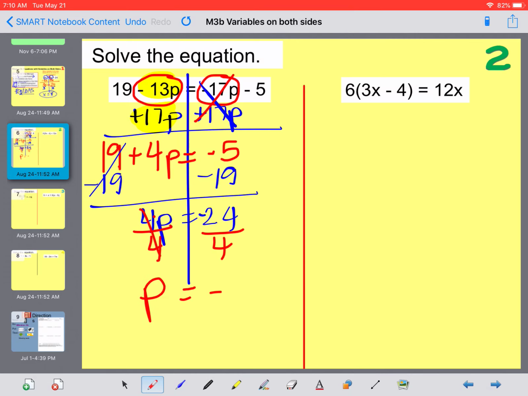So we know our answer is going to be a negative. 4 times what is 24? Well, 6 times 4 is 24.